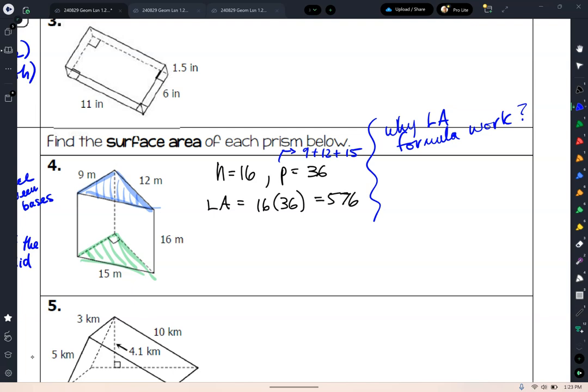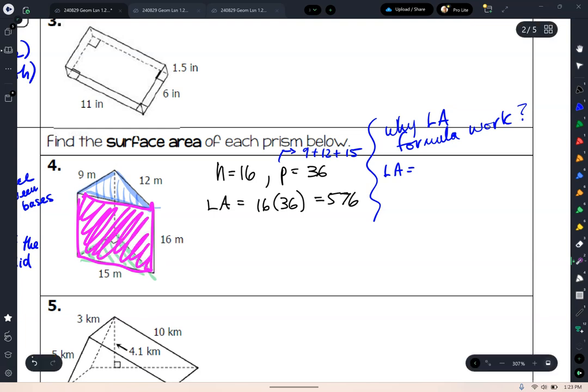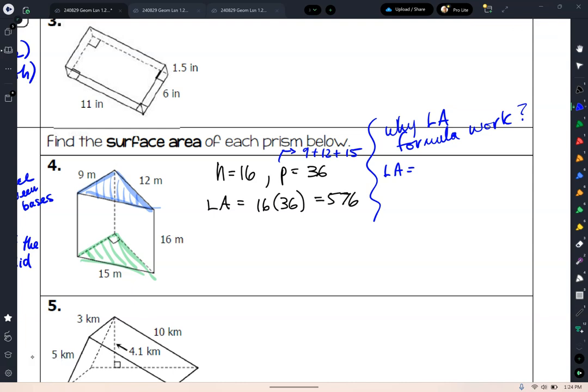Well, again, let's talk about what is the lateral area, right? Well, it's the area of the 3 non-base sides. So like, for example, let's take this front face right here. What math problem would I need to do to find the area of that front face right there? Yeah, I have to do 15 and 16, right? So I'm going to write it 16 times 15, right? That would get me that front one, right?